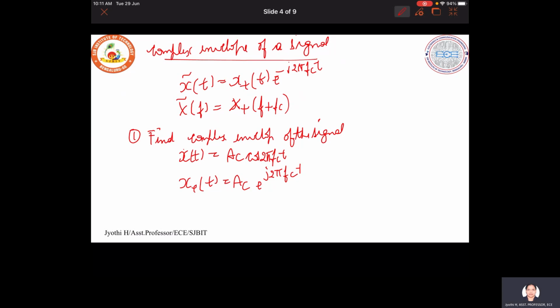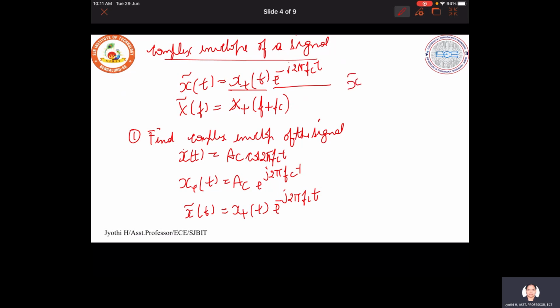So we have x plus of t getting multiplied with e to the power of minus j 2 pi fct. So now after doing that, x tilde of t is equal to x of t multiplied with e to the power of minus j 2 pi fct. Okay, so now what is x tilde of t?